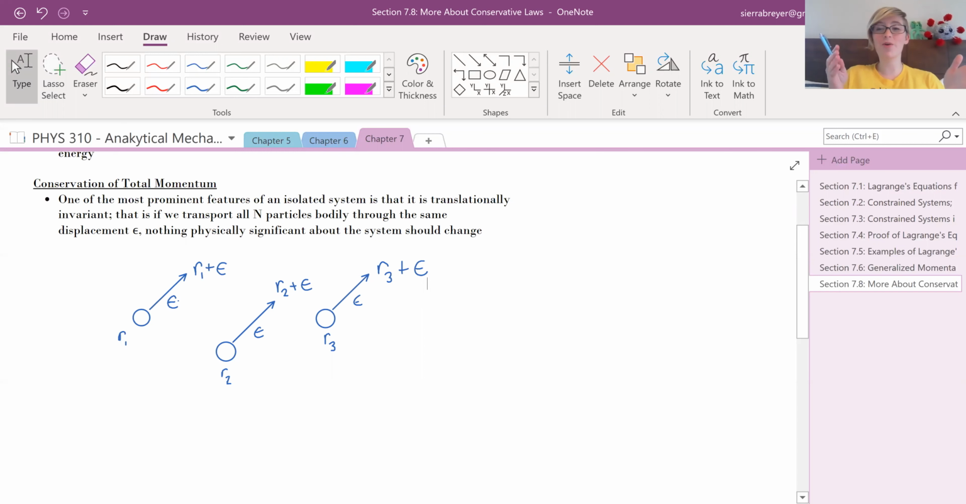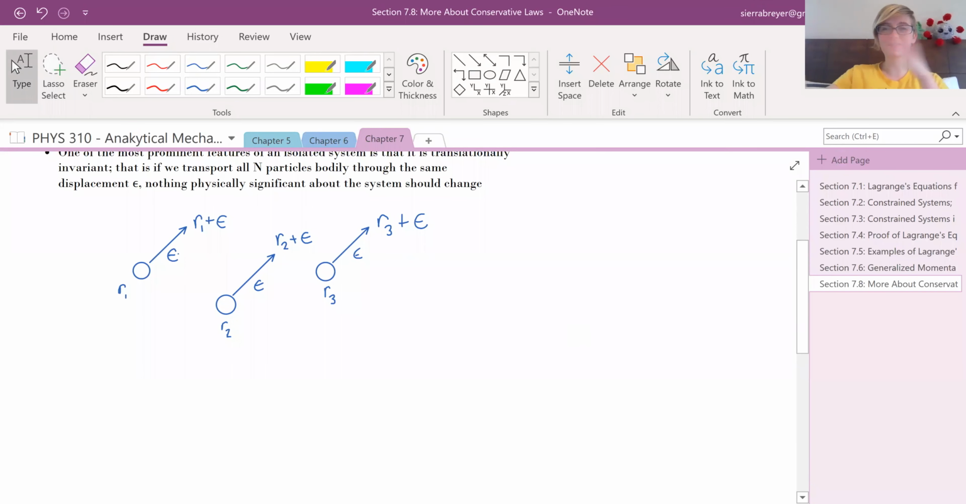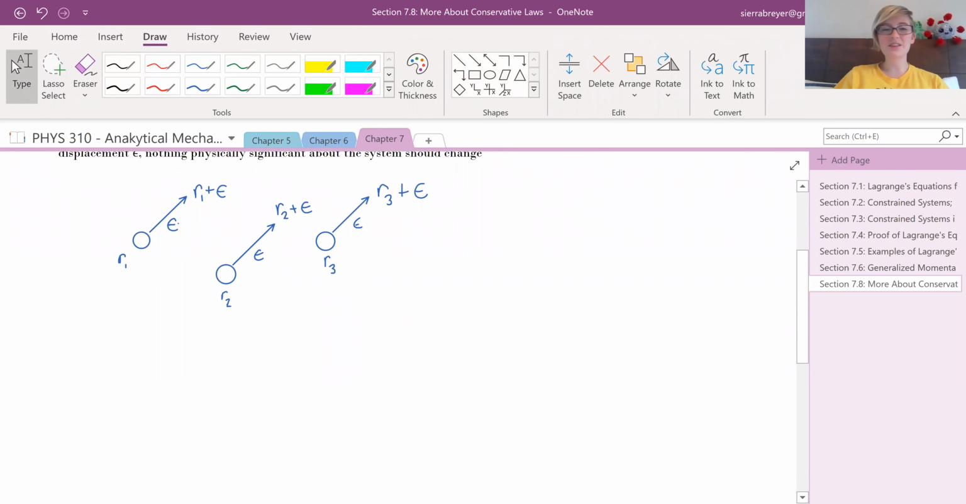If I picked up the whole world and put it somewhere else, nobody on the world would know they moved, assuming I moved everything else too. So basically we're going to take these three particles that we're calling R1, R2, R3, and we're going to move them with that arrow of epsilon. When we do this, this is what happens to their potential energy. That's what we're going to look at first.